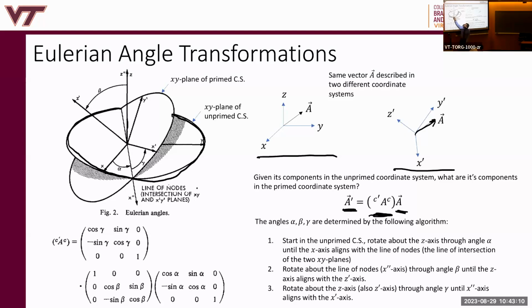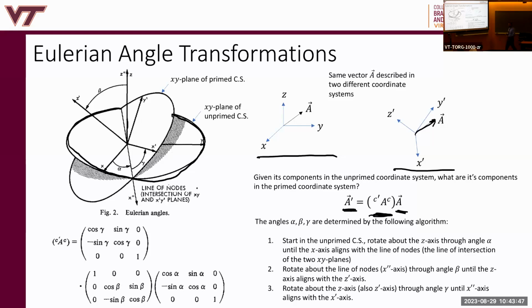So the first rotation, I rotate about the Z axis through angle alpha till X aligns with the line of nodes, right? Then I rotate about the line of nodes through angle beta until the Z axis aligns with the Z prime axis. Then I rotate about the Z prime axis through angle gamma until the X axis now aligns with the X prime. So what happened? Z went to Z prime and X ends up going to X prime and Y is along for the ride. So now they all align. So those 3 rotations align the coordinate system.